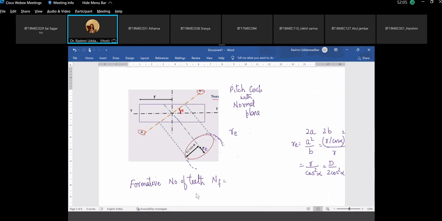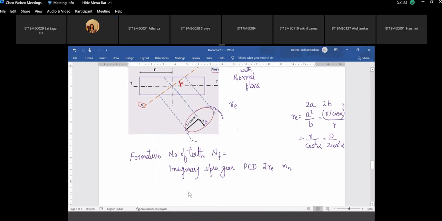So this forms an imaginary spur gear whose pitch circle diameter is 2 times Re and whose module is Mn, the normal module, for which the number of teeth is its circumference upon the pitch.